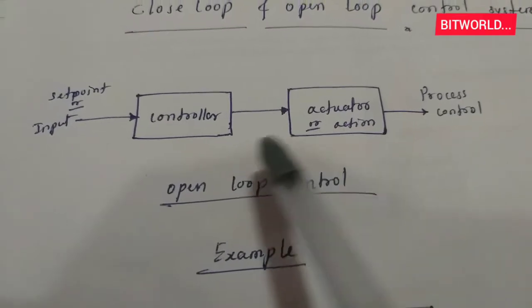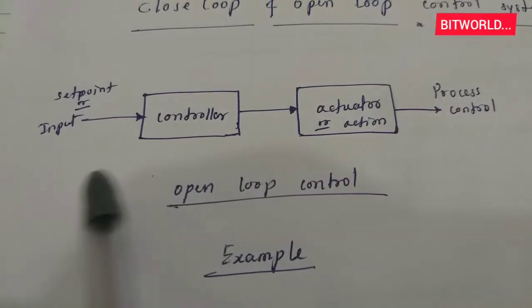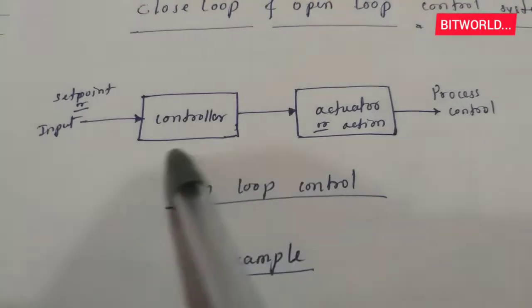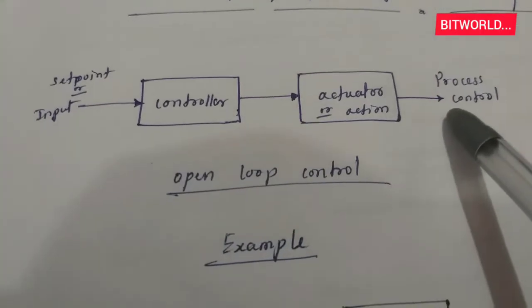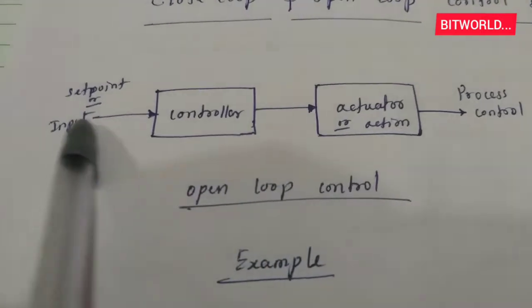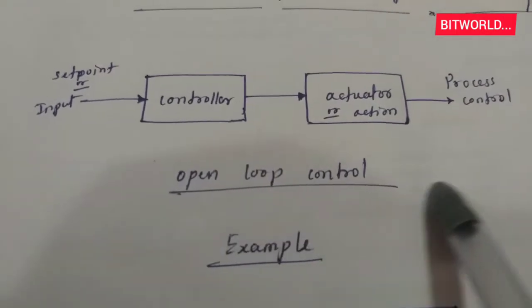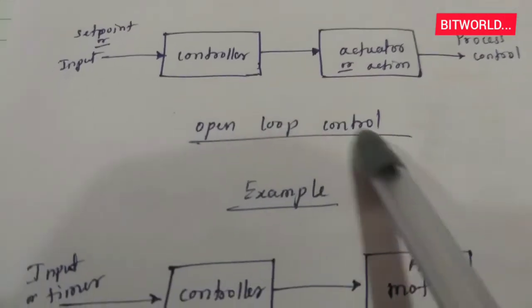unidirectional control. If you give the command, it will take action, and if you do not give the command, it will not take any action for process control. It's the open loop control, and I will show you one example of open loop.